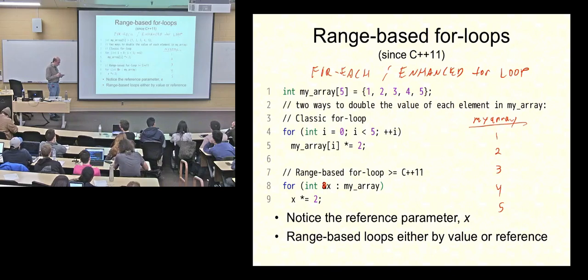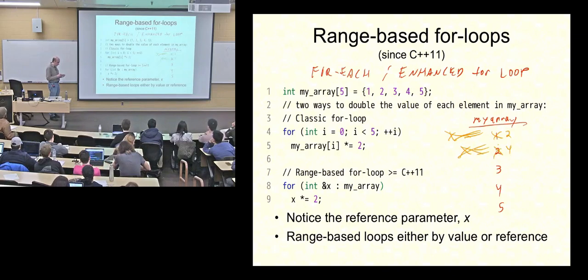But if we put the reference back in, x is not a separate variable. X refers to the value 1, and x changes to 2. Then when we come back through the loop, x gets recreated. X is now linked to item 2. When we change x, we change that 2 to a 4.